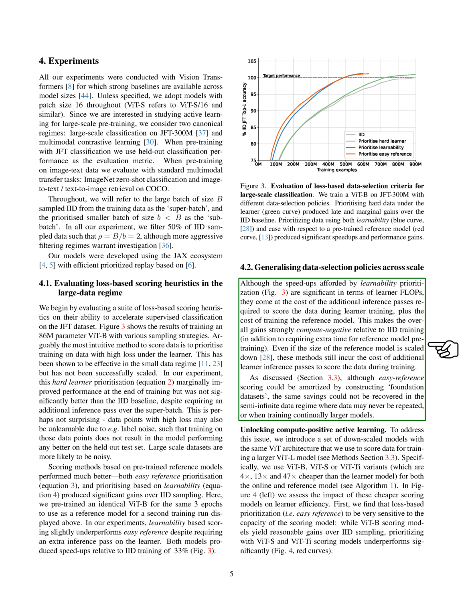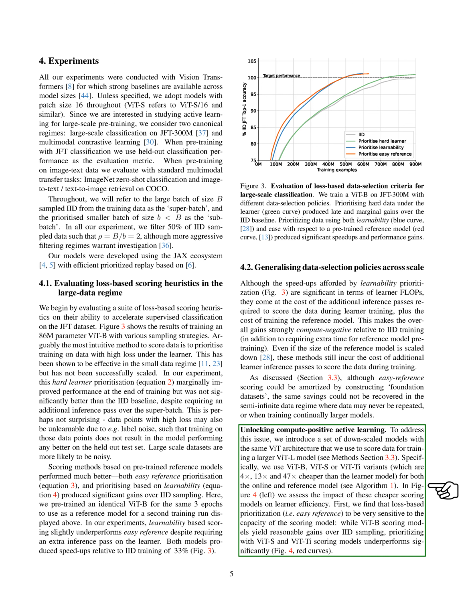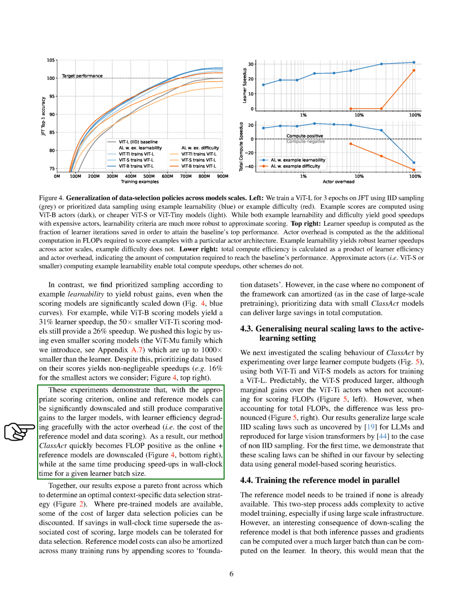However, these methods come at the cost of additional inference passes required to score the data during learner training, plus the cost of training the reference model. To address this issue, we introduced a set of downscaled models with the same vision transformer architecture that we used to score data for training a larger model. We found that loss-based prioritization is very sensitive to the capacity of the scoring model. On the other hand, prioritized sampling according to example learnability yielded robust gains, even when the scoring models are significantly scaled down. Our experiments demonstrate that, with the appropriate scoring criterion, online and reference models can be significantly downscaled and still produce comparable gains to the larger models.